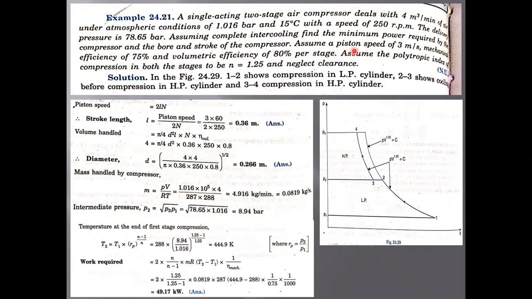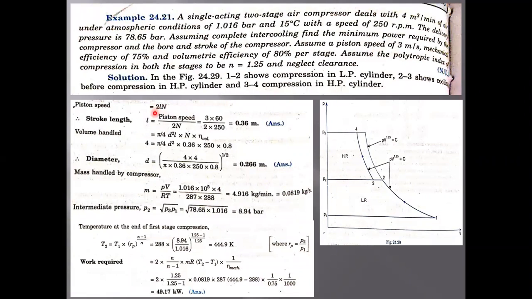So he has given the piston speed. Mechanical efficiency eta m is 75% or 0.75, and volumetric efficiency eta v is 80% or 0.8. Assume polytropic, and the n value is given as 1.25. After writing the given data, now start with the piston speed, which he has already given as 3 meters per second.